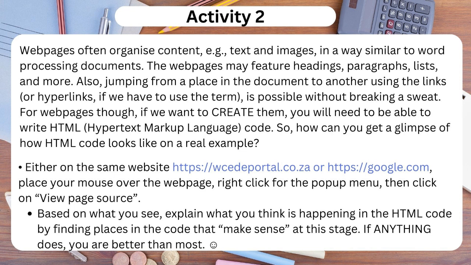Either on the same website, https://wseedportal.ca, or https://google.com, place your mouse over the web page, right-click for the pop-up menu, then click on View Page Source. Based on what you see, explain what you think is happening in the HTML code by finding places in the code that make sense at this stage. If anything does, you are better than most. Smiling face.